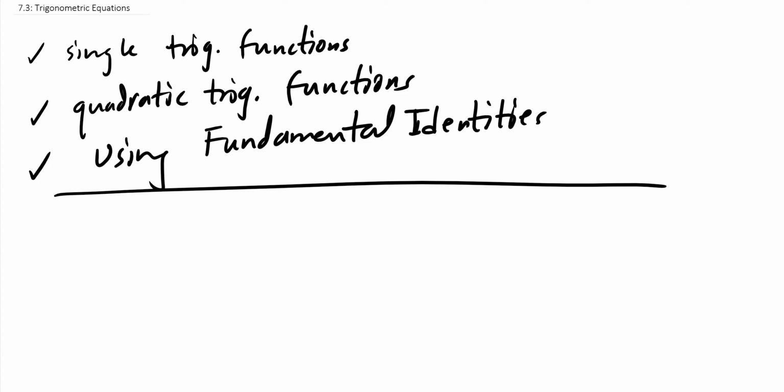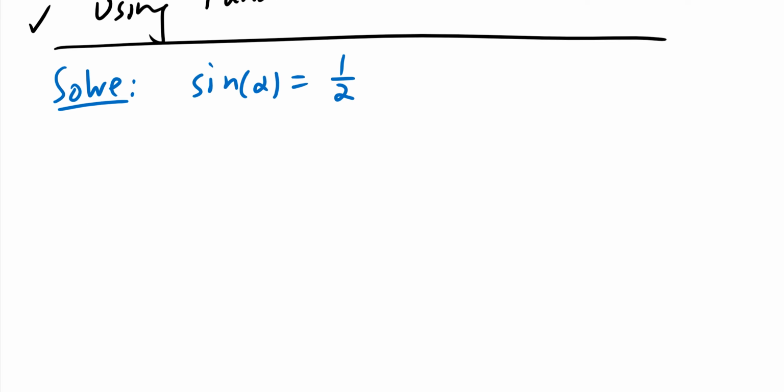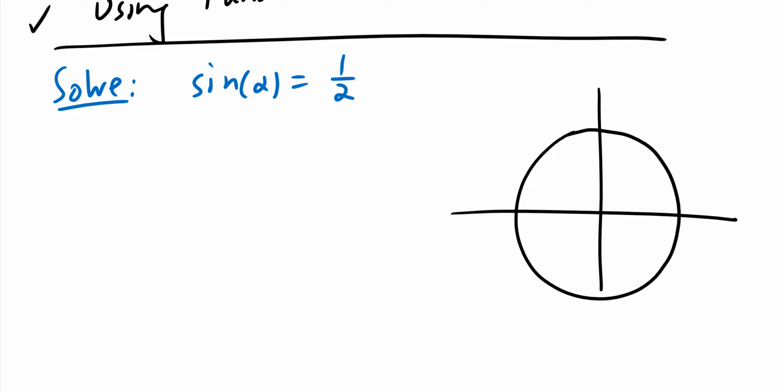Let me start with an example. If we are asked to solve sine alpha equals 1/2, what are they asking us to find? They ask us to find all the alpha values that if I find their sine, I will always get 1/2. So let's see how we do this. Let's look at the unit circle.